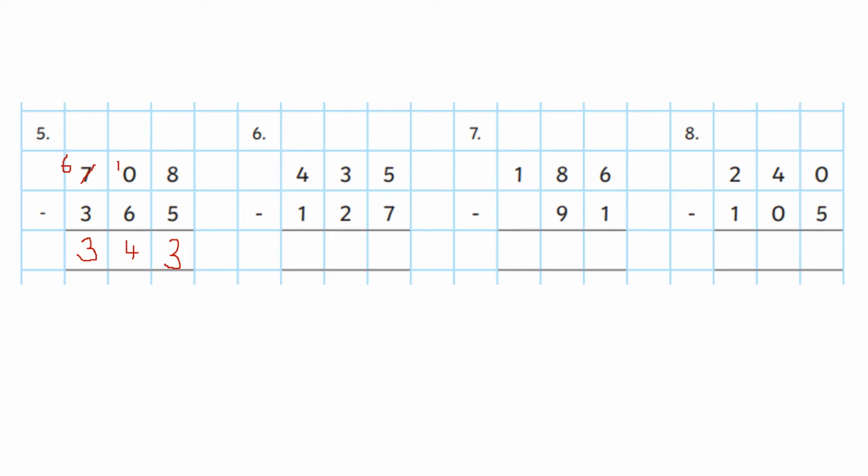5 take away 7. Again, this number on top is smaller than the number below. So we need to exchange one of our tens. So instead of having 3 tens in this column, we're just going to have 2 tens and we're going to bring 10 of them over to the ones column to make that into 15. So now we've got 15 take away 7, which is 8. Then we've got 2 tens take away 2 tens, so that leaves us with 0 in this column. And then 400 take away 100, which leaves us with a 3 in that column.